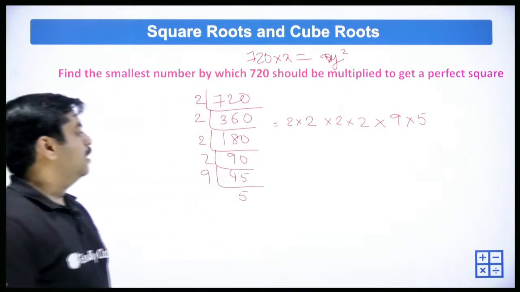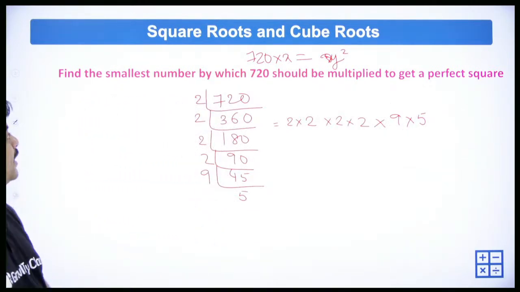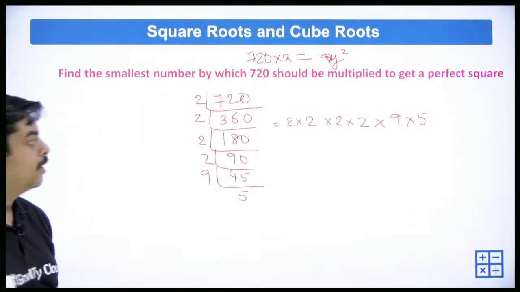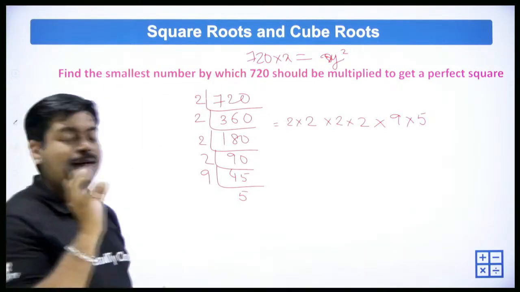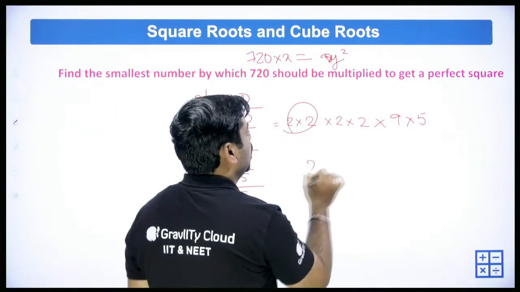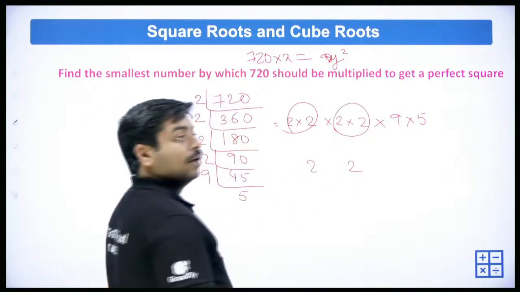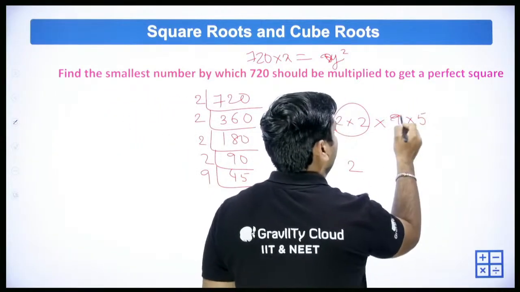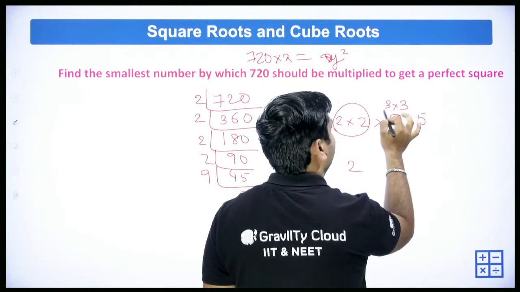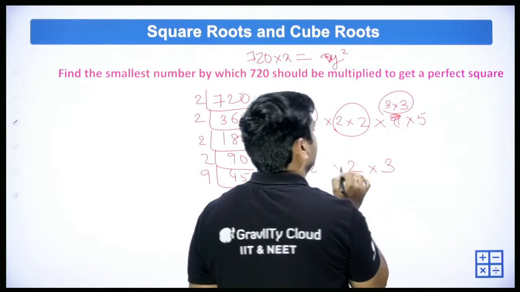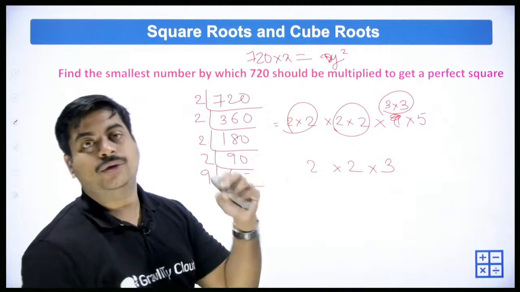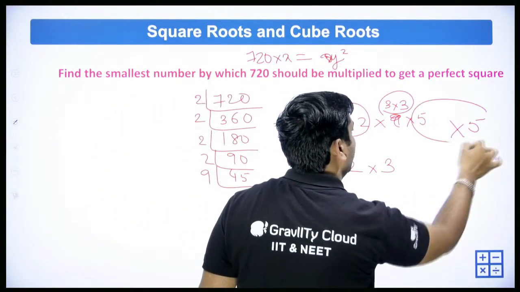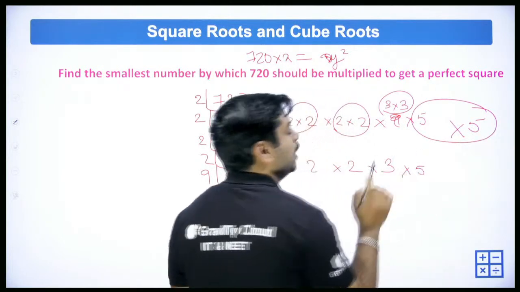The point here is you need to multiply with some number so that you get a perfect square. For a perfect square, the pair of numbers should be there. 2 into 2, one 2 will come. 2 into 2, one more 2 will come. For 9 you don't have any other pair, but 9 itself is 3 into 3, so no need to have any other pair. Just write it as 3. So 2 into 2 into 3. But for 5 we don't have any other pair. So now we need to multiply with 5, so that 5 into 5 we can get one 5 outside.